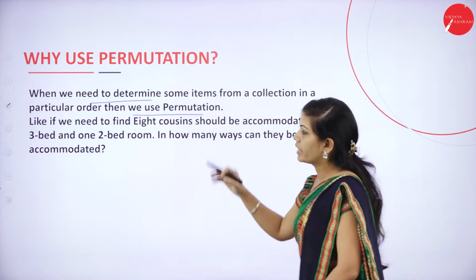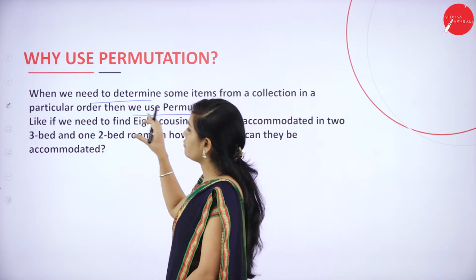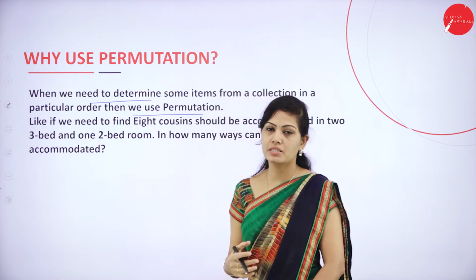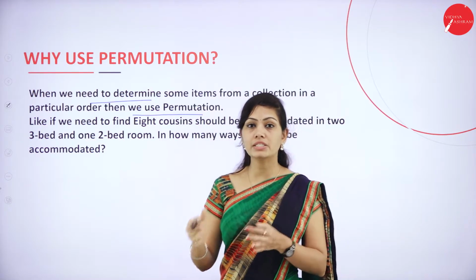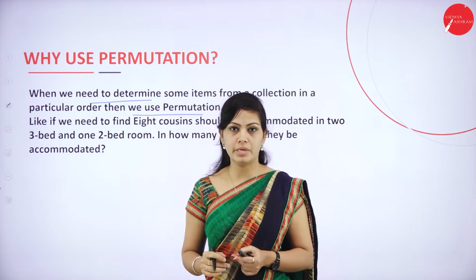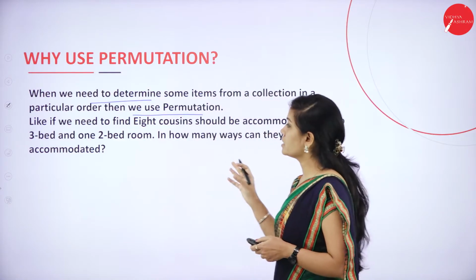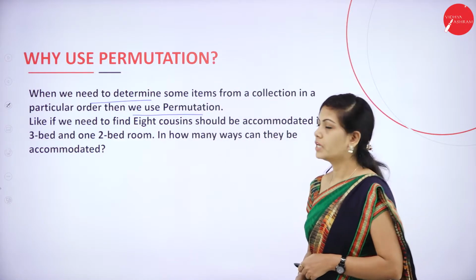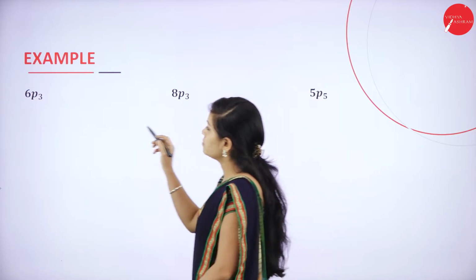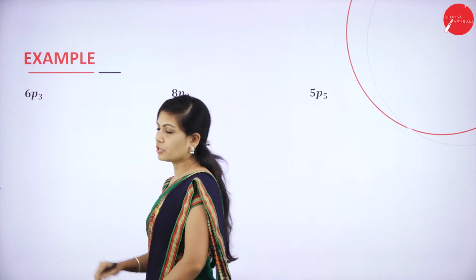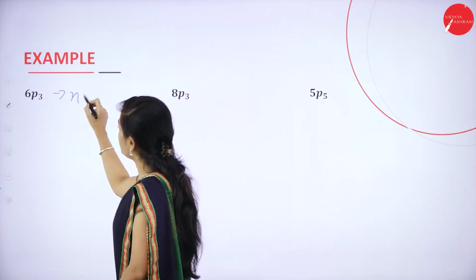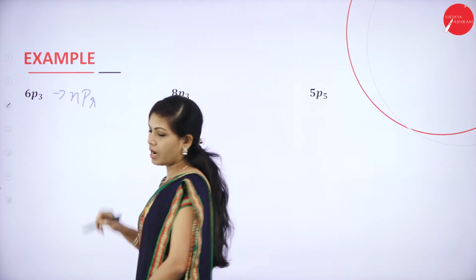This is one example question. How many ways can we arrange the elements? How many ways can we change the location of the elements? For that we are using this permutation concept. So, first example problem: 6P3. This is in the form of nPr, right?